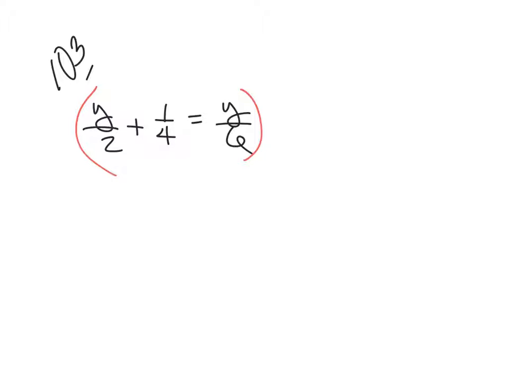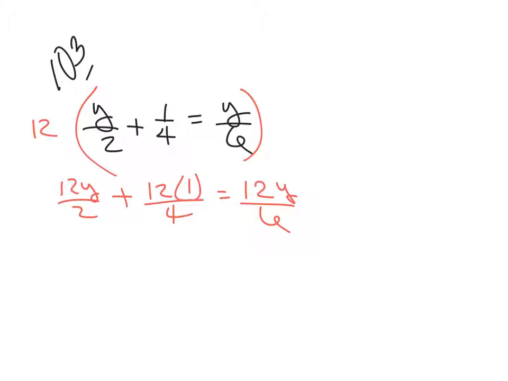If you use 24, that works, but you're just dealing with bigger numbers. So you try to find the smallest one, and you put a parenthesis around the entire equation and multiply by the smallest number that 2, 4, and 6 go into. You distribute it. And you get this. Now this is just review stuff that you've done before. Then you reduce. And you've gotten rid of the fractions and you solve for y.